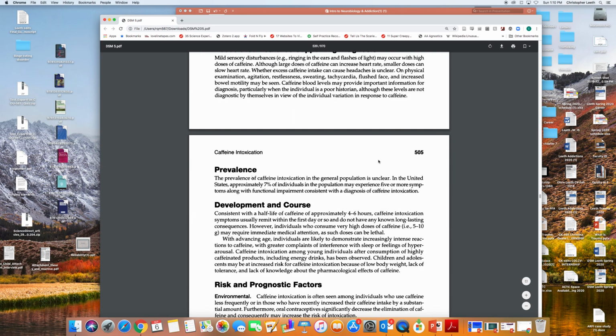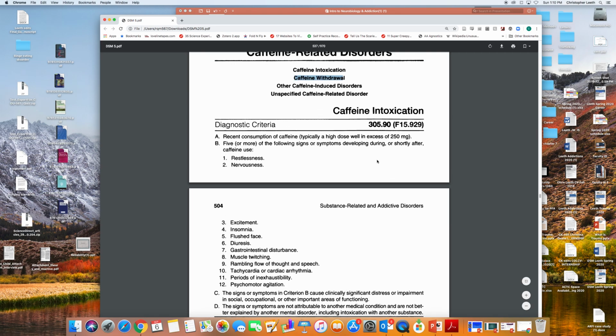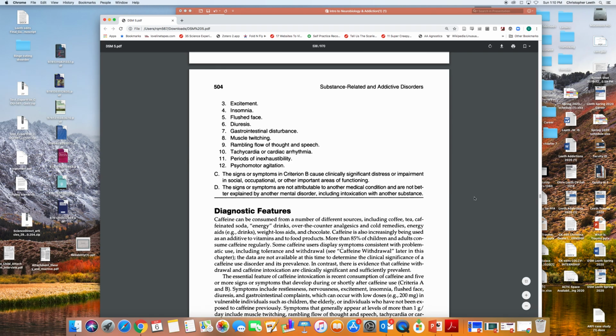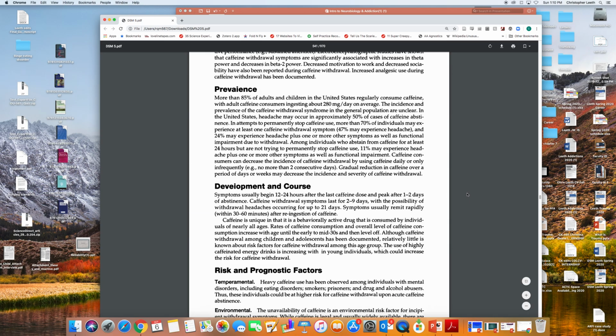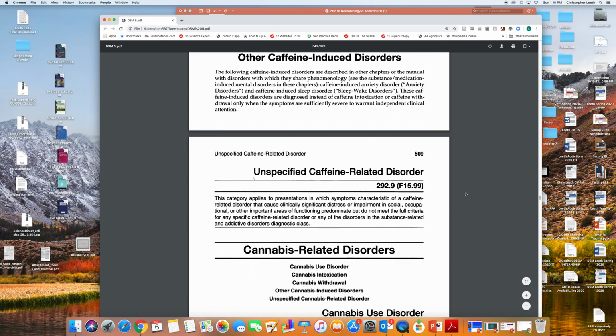I want y'all to think about this: what do y'all think about caffeine being included? They consider a high dose 250 milligrams. I think an 8-ounce cup of coffee is like 200. And I'm willing to bet I'm not the only one who does not drink just 8 ounces.